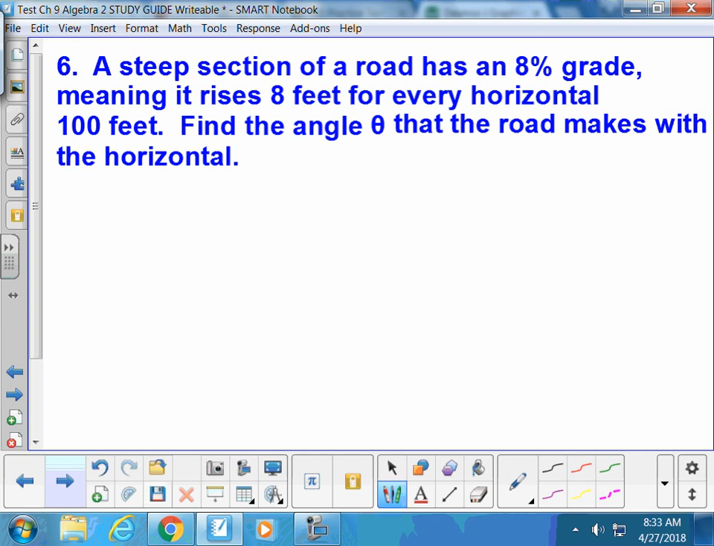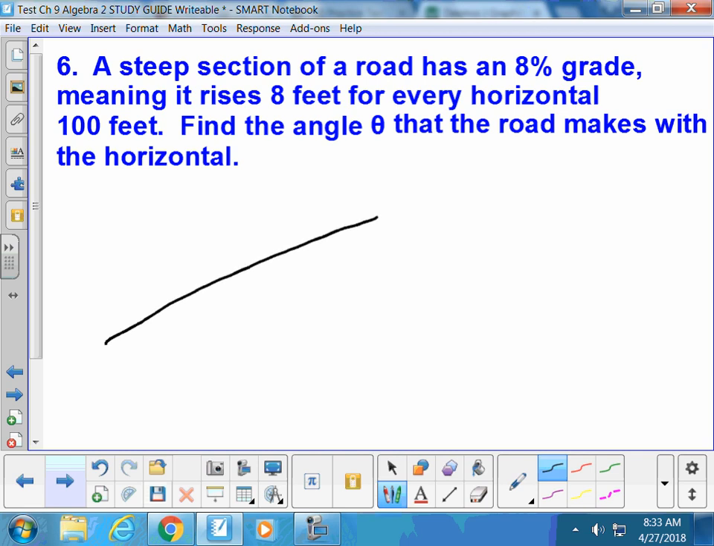Number 6, a steep section of a road has an 8% grade, meaning it rises 8 feet for every horizontal 100 feet. Let's find the angle theta that the road makes with horizontal. I definitely need to sketch this out to kind of think about what's going on.